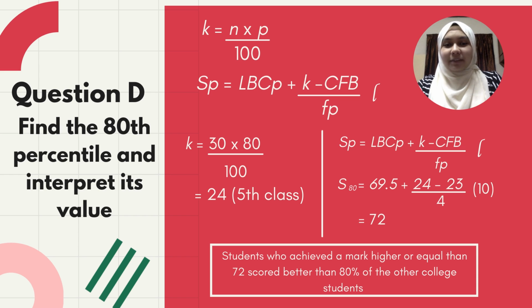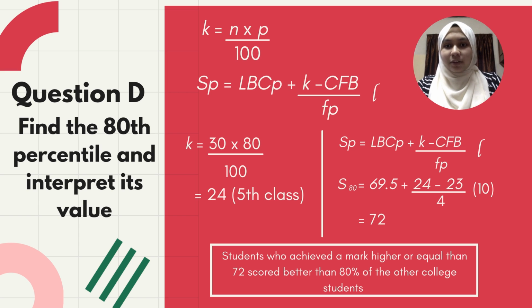Hello, today I would like to present the SCL assignment, and my question is question D. Question D is find the 80th percentile and interpret its value. So to tackle this question, first of all, we have to use the K equals to N times P over 100 formula. N is the number of observations and P is the percentile, and in this case it's 80 over 100. And then from this we can see K equals to 30 times 80 over 100, and that equals to 24.